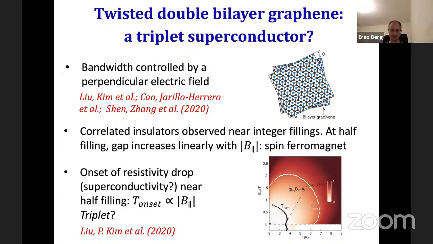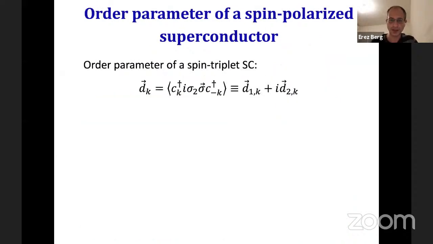Okay, so this was the initial interpretation. Modulo the caveat about superconductivity, this is a very, very intriguing possibility. And this motivated us to think about triplet superconductors in these kinds of systems. So let me remind you a little bit about triplet superconductivity, which maybe you saw.